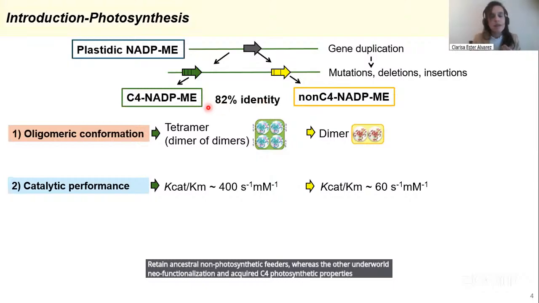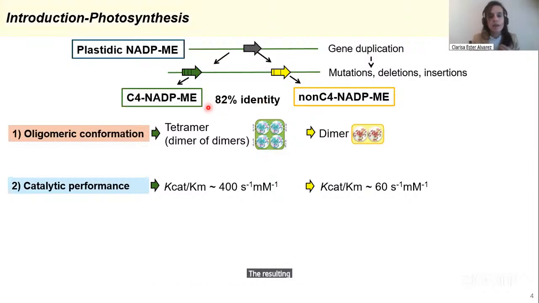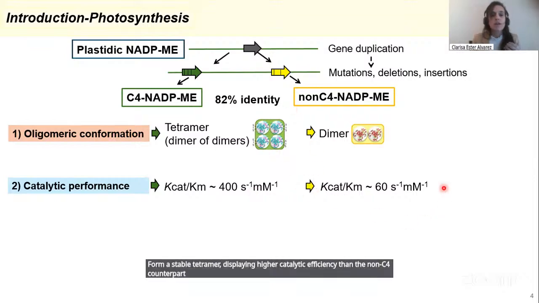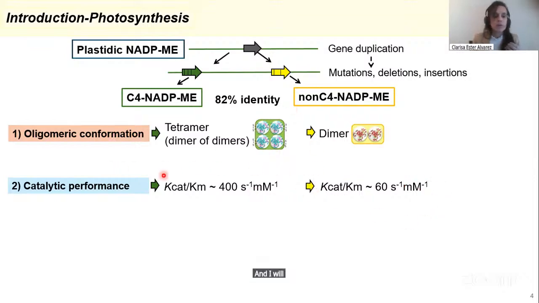In maize, the resulting C4 and non-C4 isoforms still share 82% identity. However, they have different properties. Especially, the C4 enzyme forms a stable tetramer, displaying higher catalytic efficiency than the non-C4 counterpart. And I will try to focus during my talk on these two main differences.